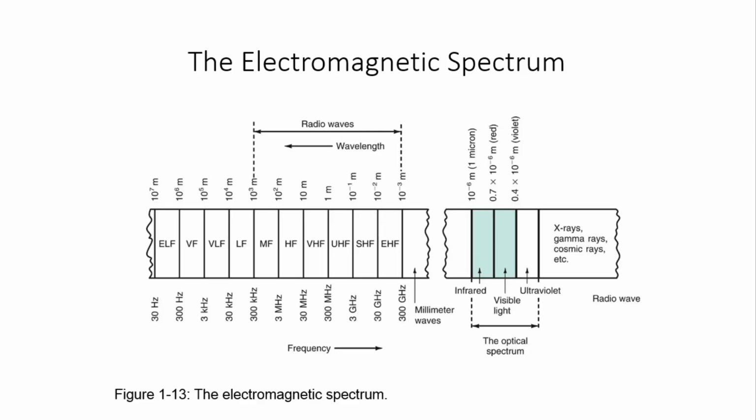So this one is an electromagnetic spectrum in which the frequency bands are divided: extremely low frequency, very low frequency, medium frequency, high frequency, very high frequency, ultra high frequency, super high frequency, and extremely high frequency. So these are the bands which are divided. Depending upon their applications, they can be used.